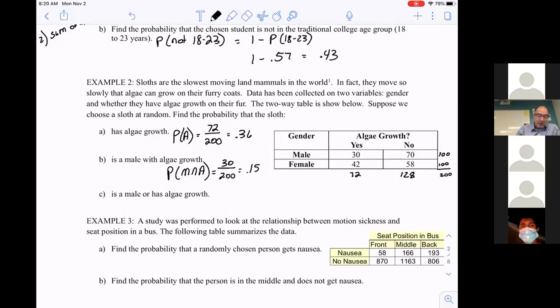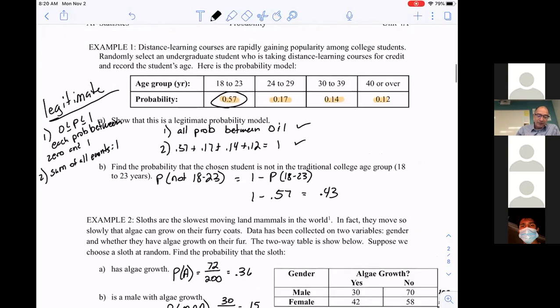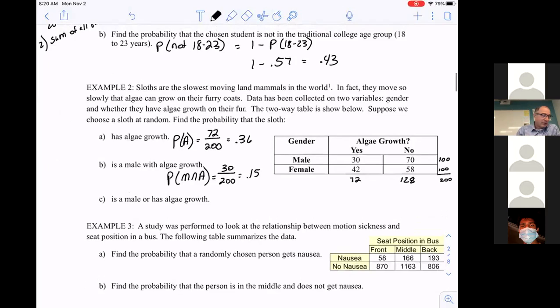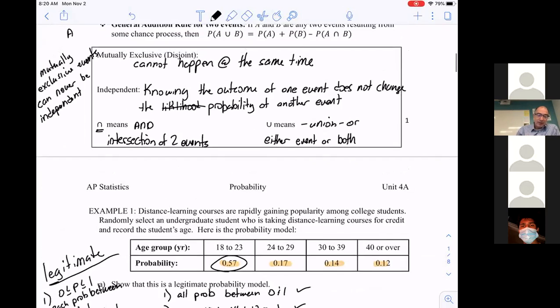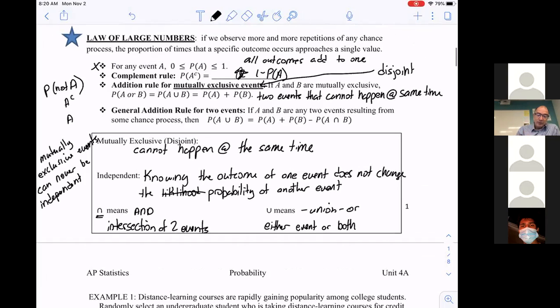And lastly, is a male or has algae growth. And I think I have failed you. I failed you. So let's come back up here and talk about how I failed you. I failed you because I did not talk about our general addition rule for two events.